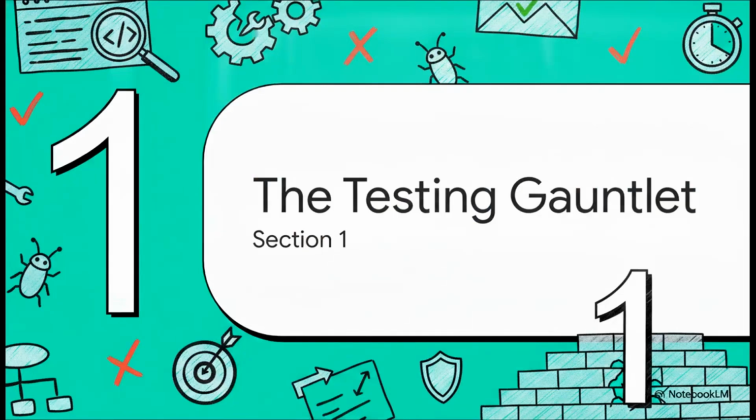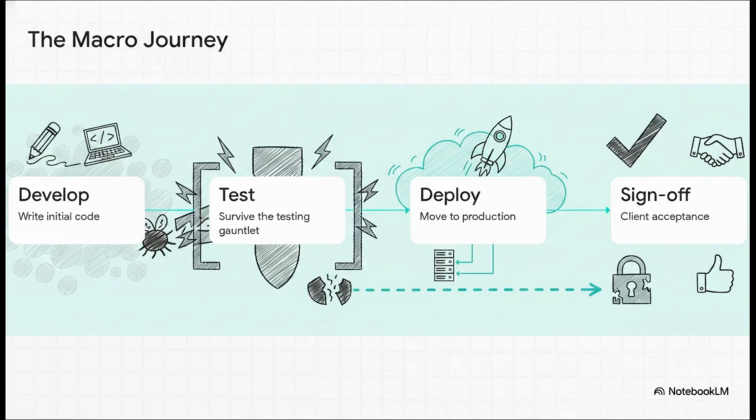Section 1. The testing gauntlet. So when you map out the macro journey, develop, test, deploy, and sign off, you quickly realize you can't just write a bunch of code and hope for the best. Testing is that absolute non-negotiable barrier that stops the whole system from completely crashing on launch day. It's essentially the process of actively trying to break your own creation before anyone else gets the chance.